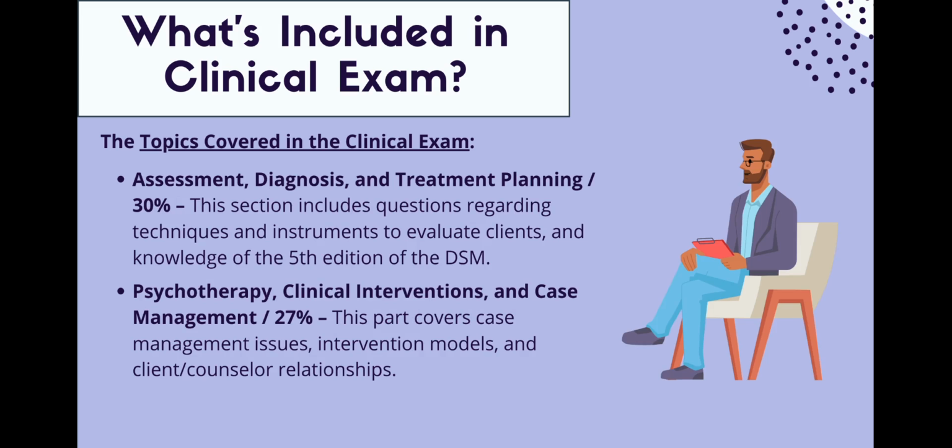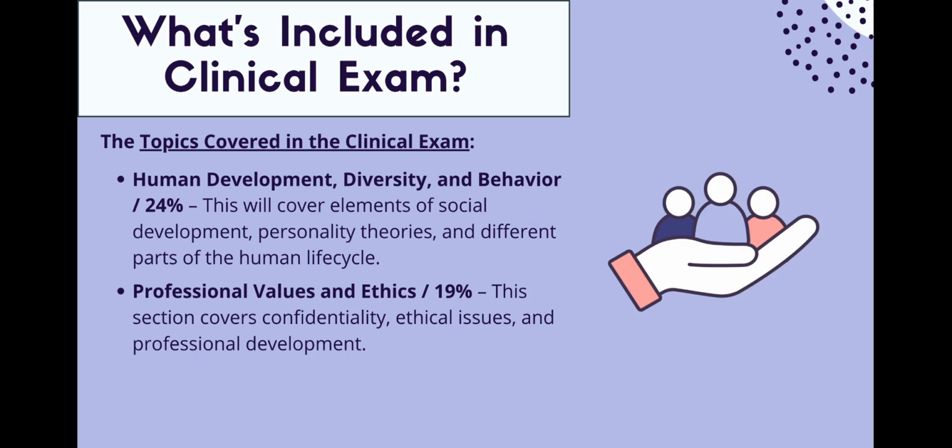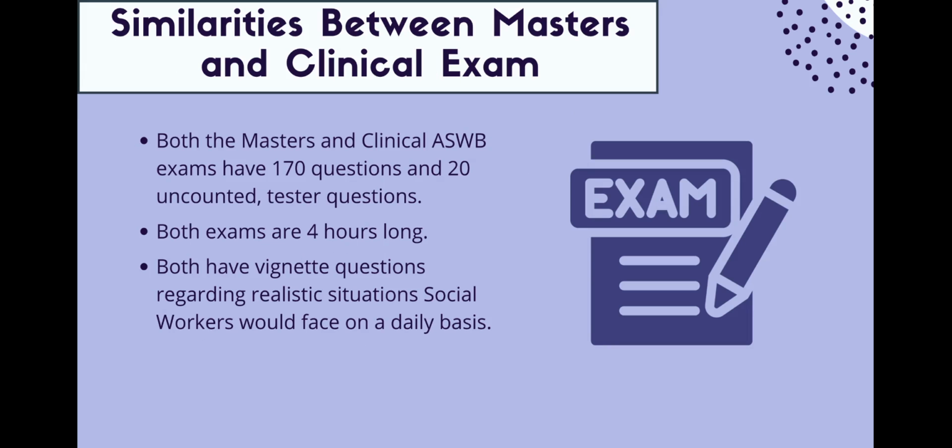Again, a quick recap. Assessment, diagnosis, and treatment planning is 30% of the exam. Psychotherapy, clinical interventions, and case management is 27%. Human development, diversity, and behavior, 24%. And finally, professional values and ethics at 19%. So let's recap. First, let's talk about the similarities. So the similarities between the master's and clinical ASWB exams are that both exams have 170 questions, and both are 4 hours long. So just, tactically, they're the same amount of questions with the same amount of time.